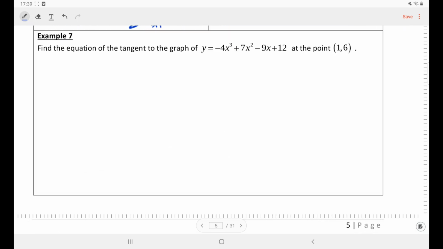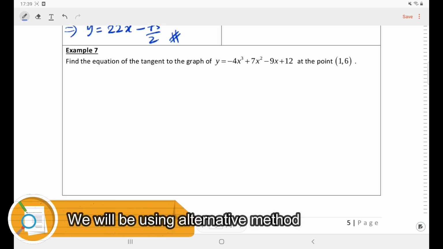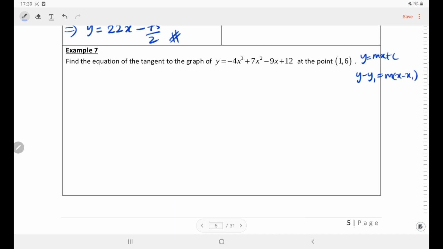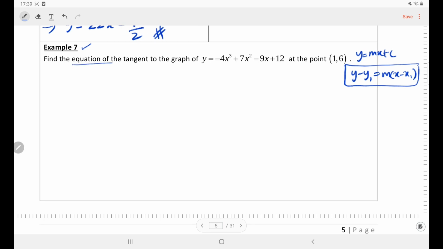But for this one, Miss akan perkenalkan lagi satu persamaan. Instead of kita guna y equals to mx plus c, we have another one sebenarnya, iaitu y minus y1 equals m times x minus x1. So kita akan guna yang ini pada persamaan pada example 7. Okay, kenapa? Sebab sajalah Miss nak perkenalkan another method, another alternative equation. Okay, so find the equation of the tangent. Again, dia ada perkataan equation of a tangent. So kita akan guna yang ini sebagai kita punya contoh.